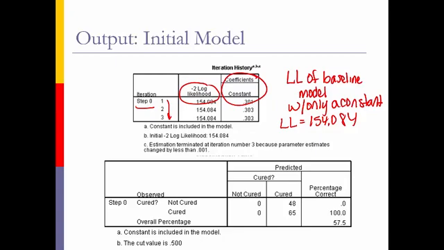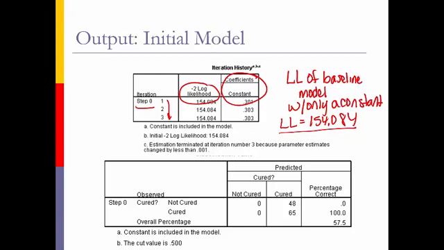All right, and this is what we're going to compare everything else to. So again, very similar to regression, the base model is just using the mean value. Well, this base model is just having a constant variable in there.